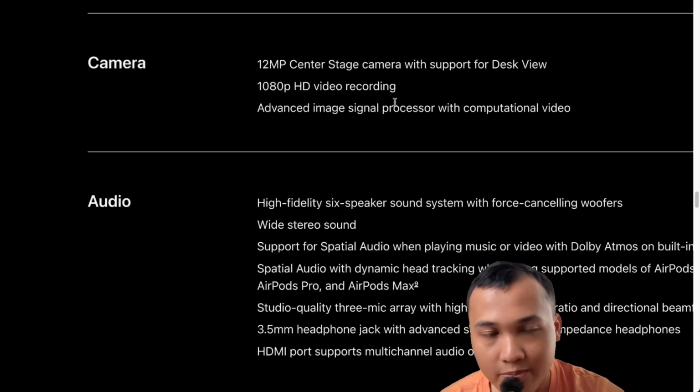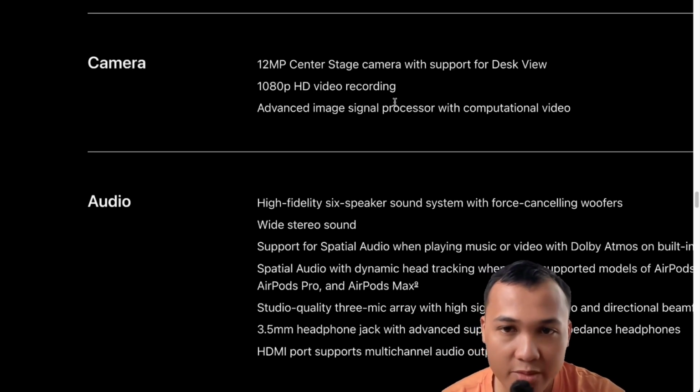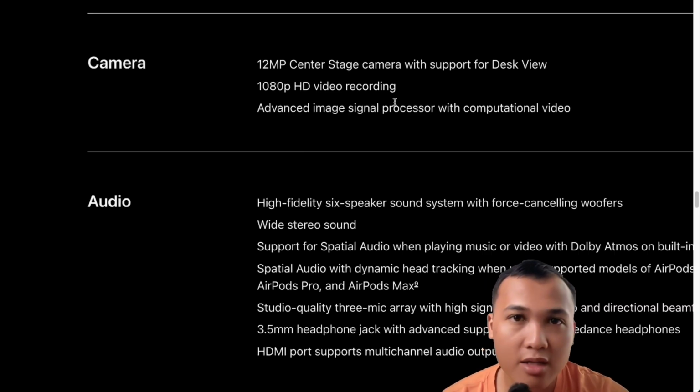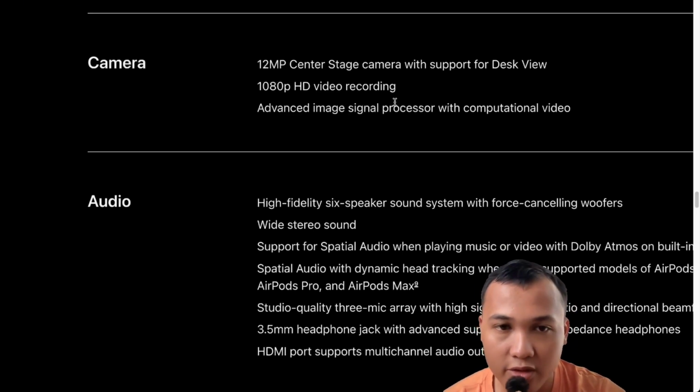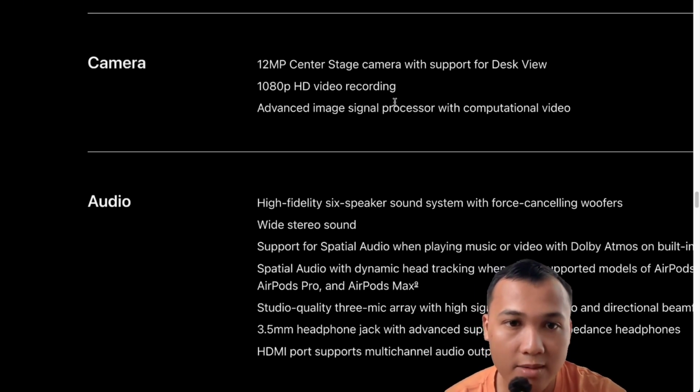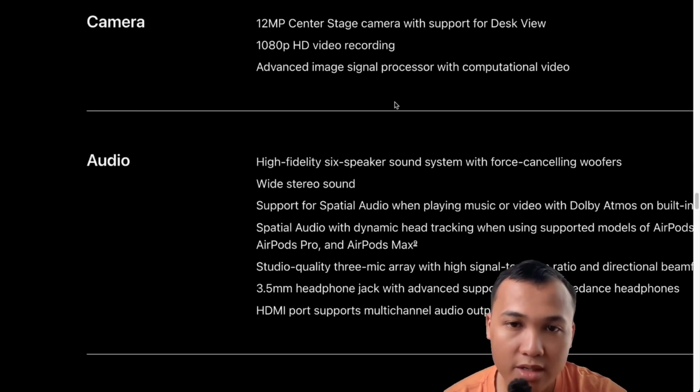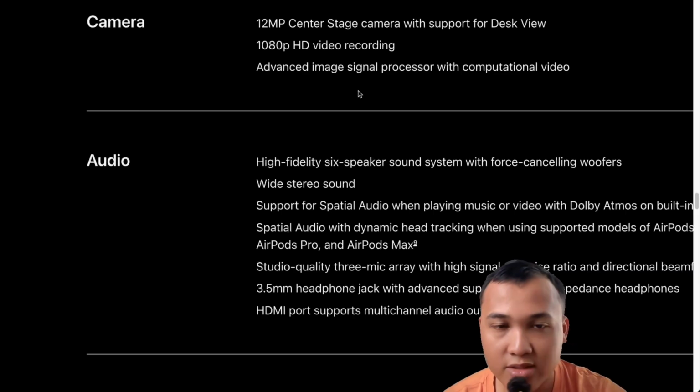Okay, you have the 12 megapixel Center Stage camera with Desk View. So you have a wide angle camera that can capture a wide shot of your surroundings. But you cannot record 4K on this. It still caps at 1080p HD video recording. And in every Apple Silicon chip, you have an advanced image signal processor with computational video.